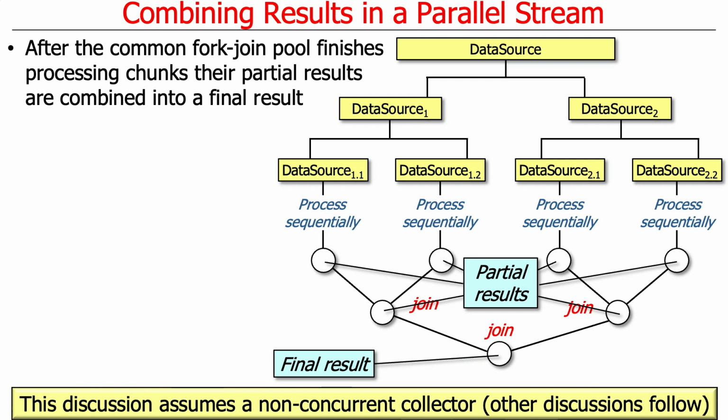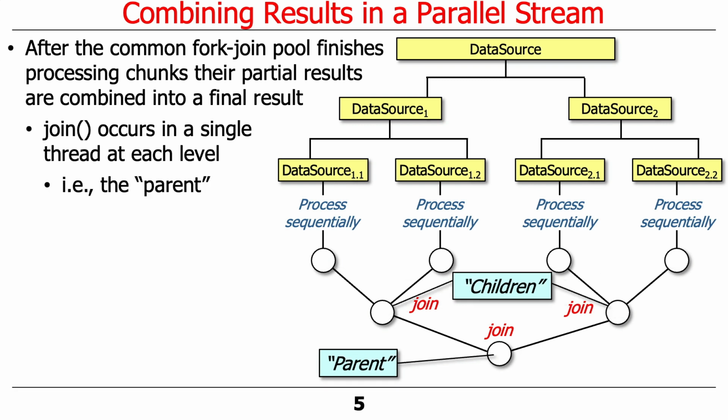So remember, after the chunks are processed, then we're going to combine everything together into a final so-called reduced result. So that looks like this, where you can see that we split, split, split using splitterators. We process, process, process using the common fork join pool. And now we're basically joining, joining, joining until we get a final result. For the moment, we're going to assume that we have a non-concurrent collector. We'll talk about concurrent collectors later, probably next week.